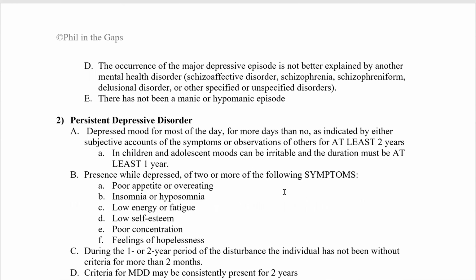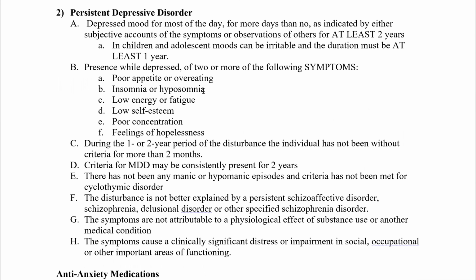And the second depressive disorder is persistent depressive disorder. Key emphasis on persist. Why? Because it is going to persist over time. So major depressive disorder was a major event. Persistent is where it's going to persist over time. So this is going to be a depressed mood for most of the day, for more days than not, as indicated by either subjective accounts of the symptoms or observations of others.